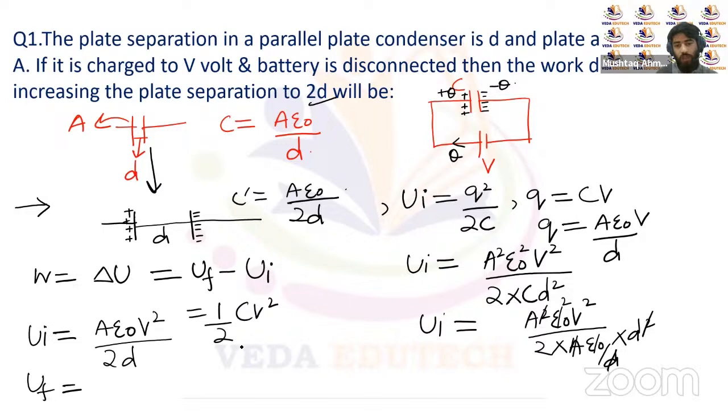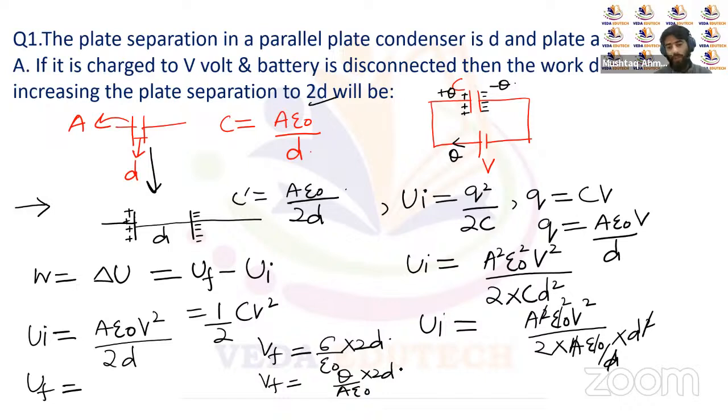The final potential, V final, will be equal to the electric field, that is sigma upon epsilon naught, multiplied by the new distance, that will be 2D. So we can write this final potential as, sigma is Q upon A, Q upon A epsilon naught multiplied by 2D, right? So this will be used for the final potential energy.